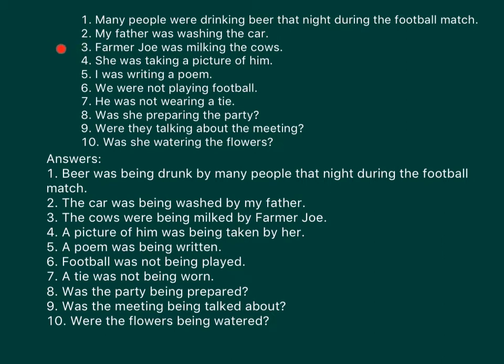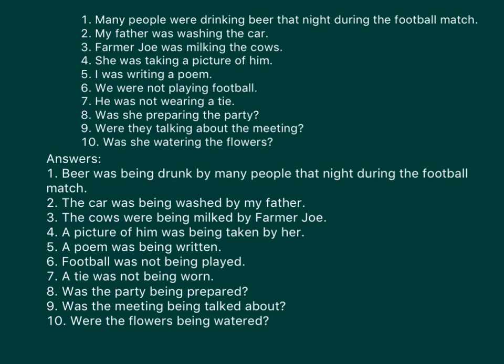Number 3. Active voice: Farmer Joe was milking the cows. Passive voice: the cows were being milked by Farmer Joe. Number 4. Active voice: she was taking a picture of him. Passive voice: a picture of him was being taken by her. Number 5. I was writing a poem. Passive voice: a poem was being written.